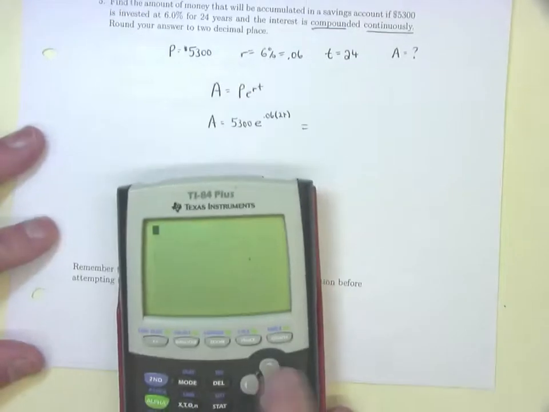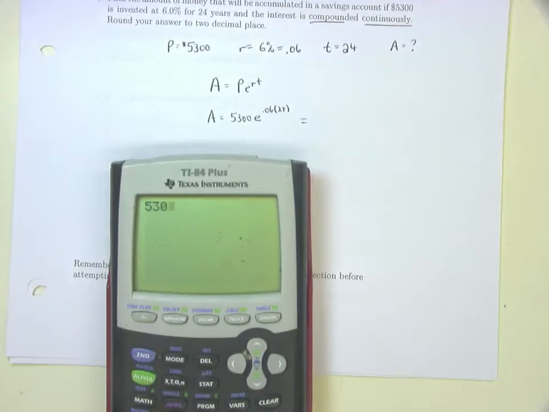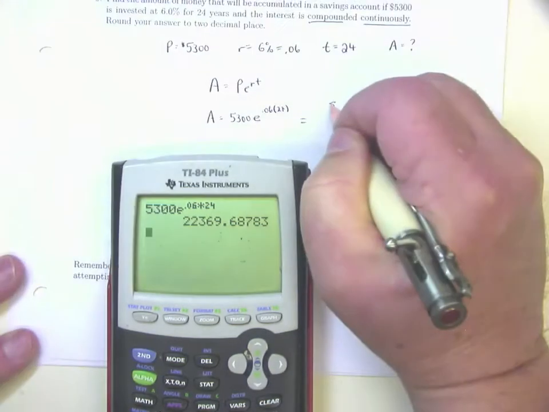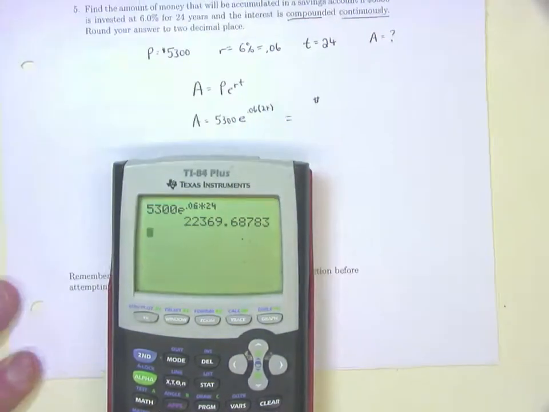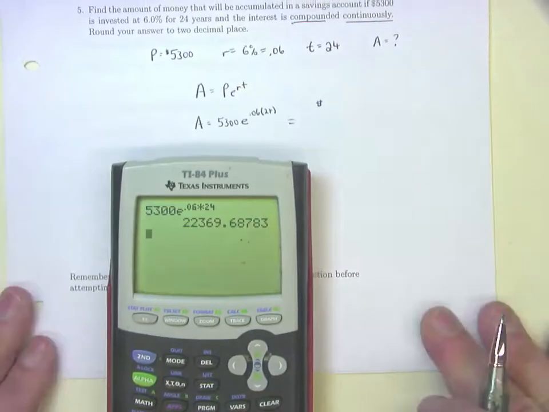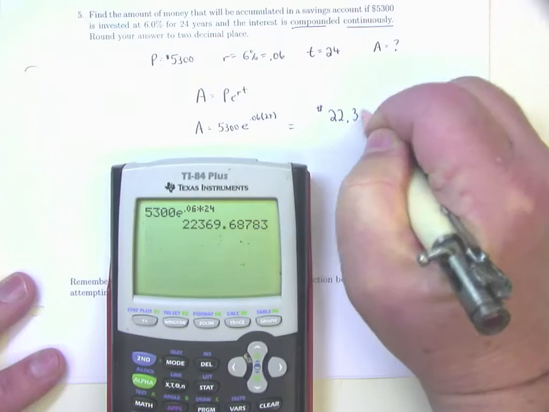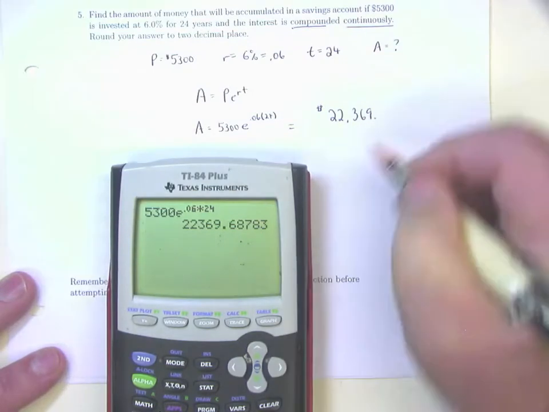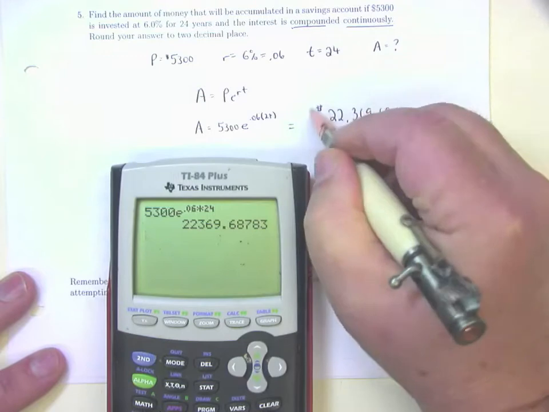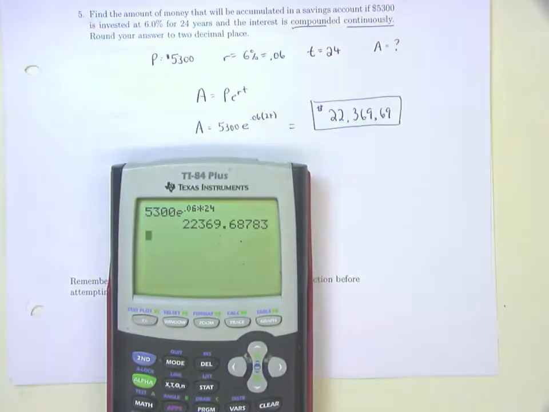So typing this in, 5,300 e raised to the 0.06 times 24, and this is money, so I'm going to round it to the nearest penny, 2 decimal places. So if you can get that 6% account, and if you can afford to let the money sit there for 24 years at 6%, how much money are we going to get in the account? $22,369.69, rounding to the nearest penny, 2 decimal places. Does that make sense? Don't lose you guys anywhere.